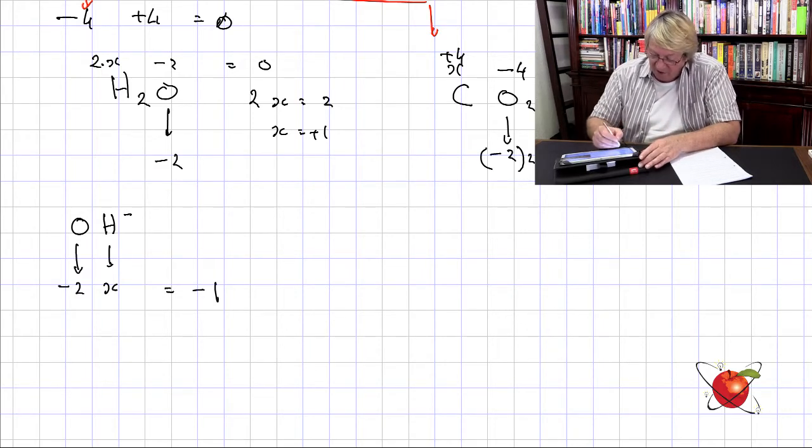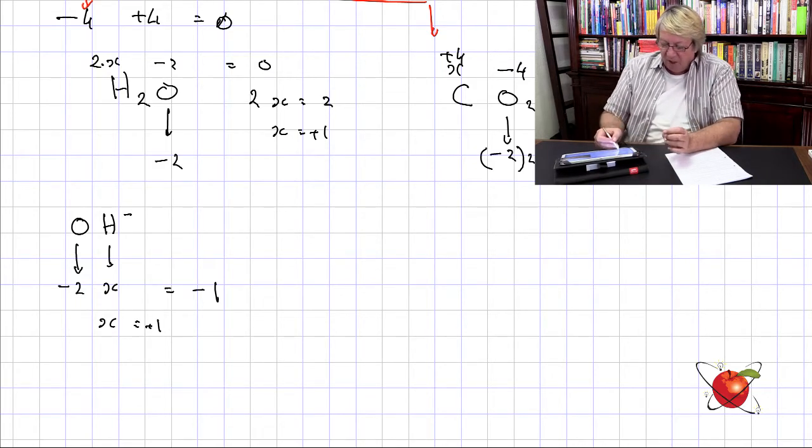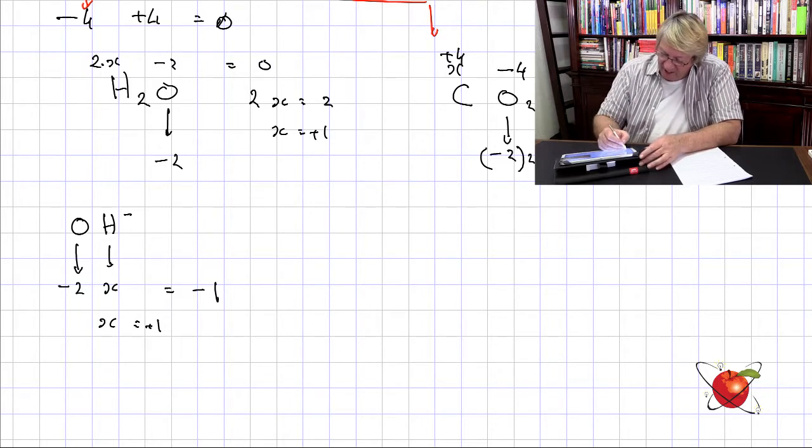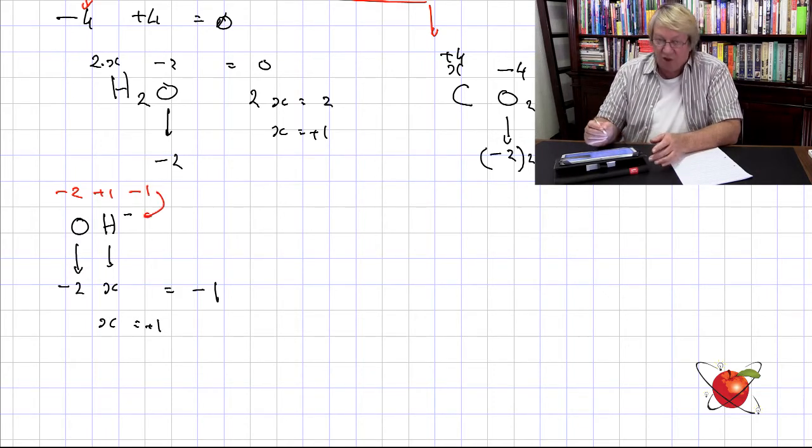So therefore, in this situation here, let's take it across. X must be equal to, that goes across, +1, right? Because if this is a -2, let's do the maths on top. If this is -2 and I add +1, what do we end up with? We end up with a charge of -1, which is the charge on the ion itself. Because the oxidation number of the ion itself is the charge on the ion. Okay? Let's look at another one.